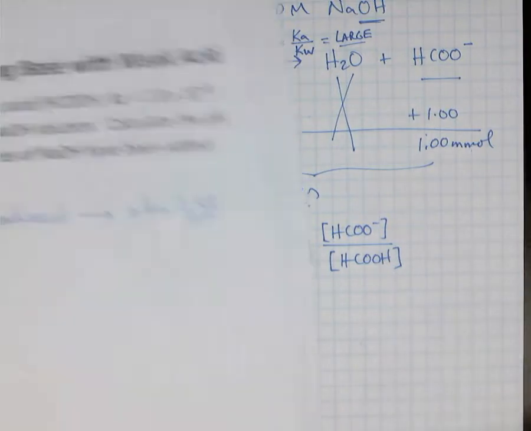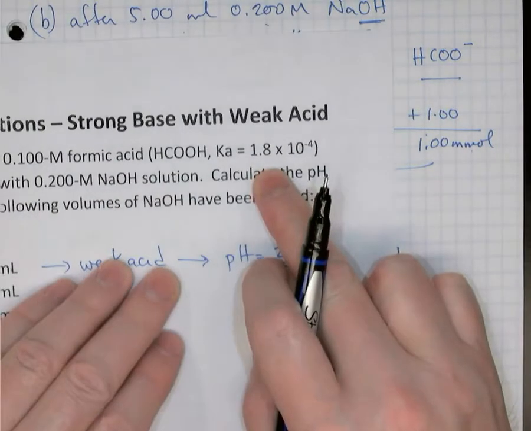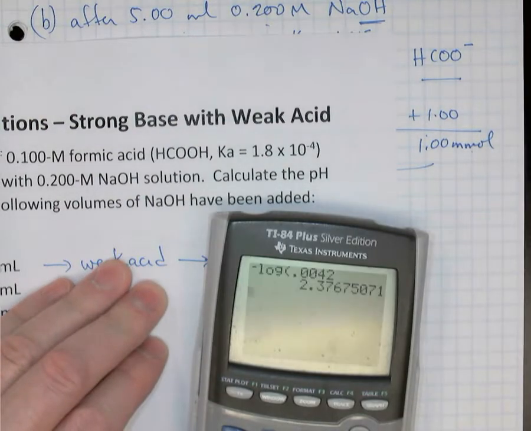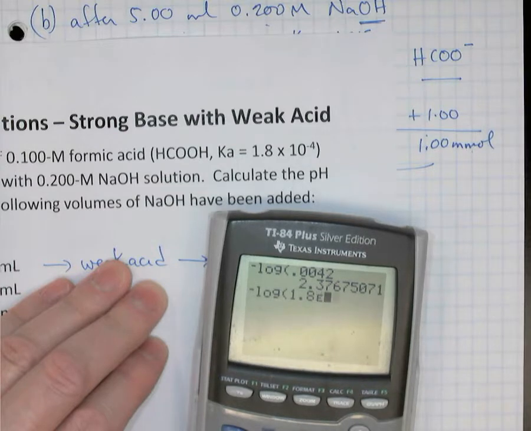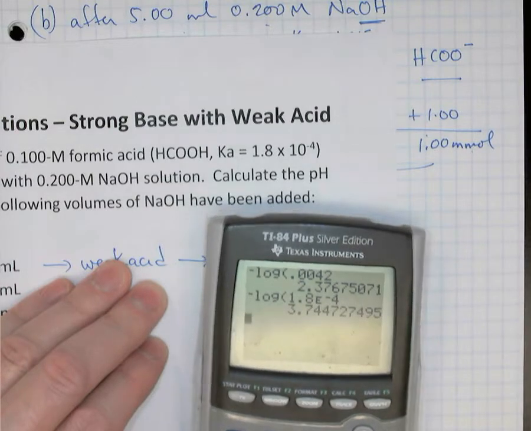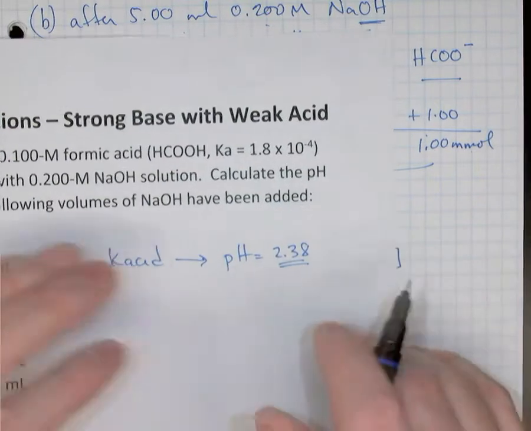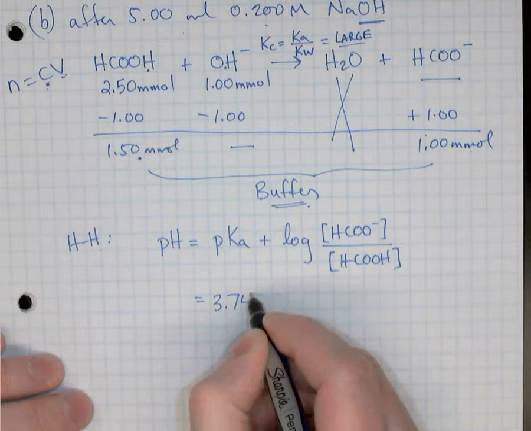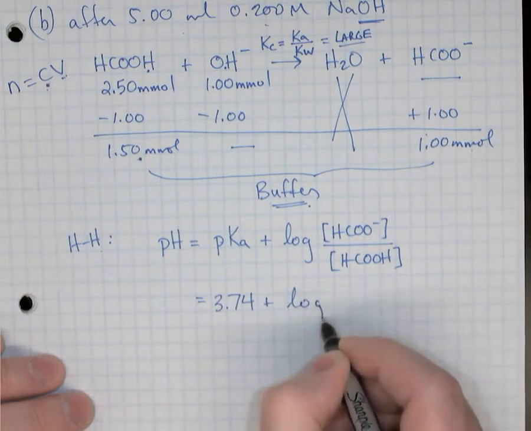And so formic acid had a Ka value of 1.8 times 10 to the minus 4. If we take the negative log of that, negative log of 1.8 times 10 to the minus 4, we get 3.74. That's the pKa value. So 3.74 plus the logarithm.